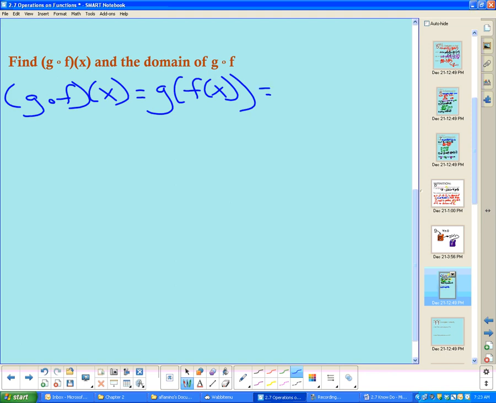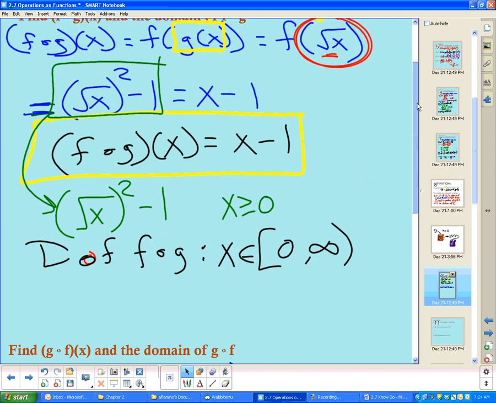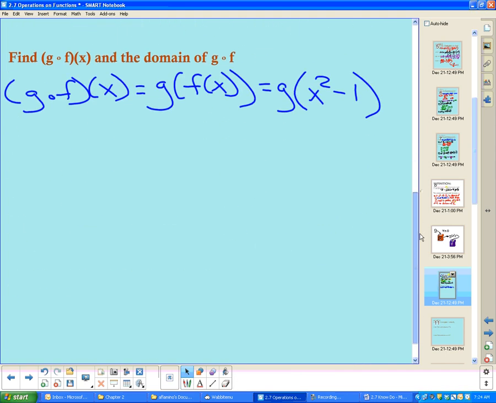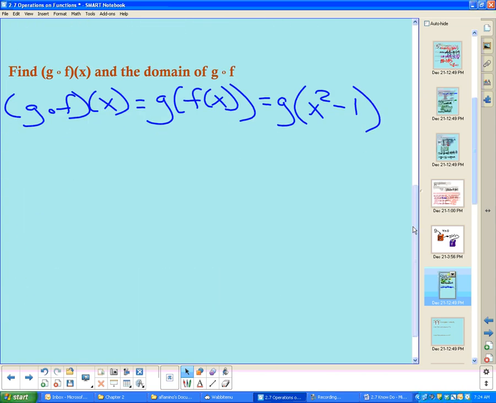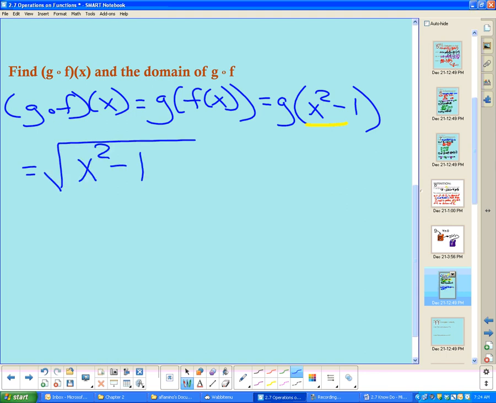By substitution, that means g of x squared minus 1. Let me make sure I remember that correctly. Yeah, x squared minus 1. And the function g was the square root function. So the function g said take the square root of the input. And now that's my input. So it's going to be the square root of x squared minus 1. And this actually can't be simplified at all. Remember, you can't take the square root of a sum or a difference.